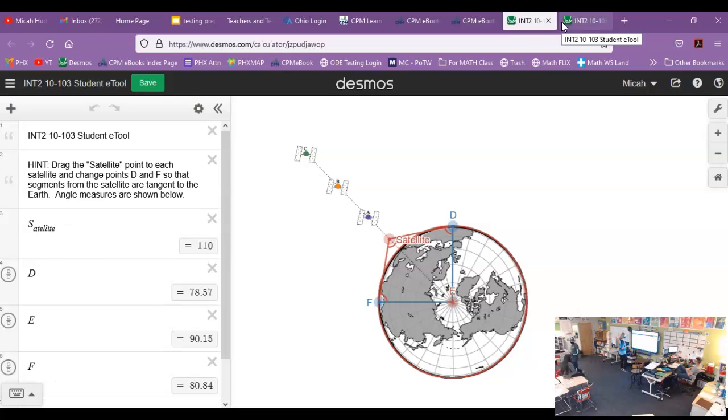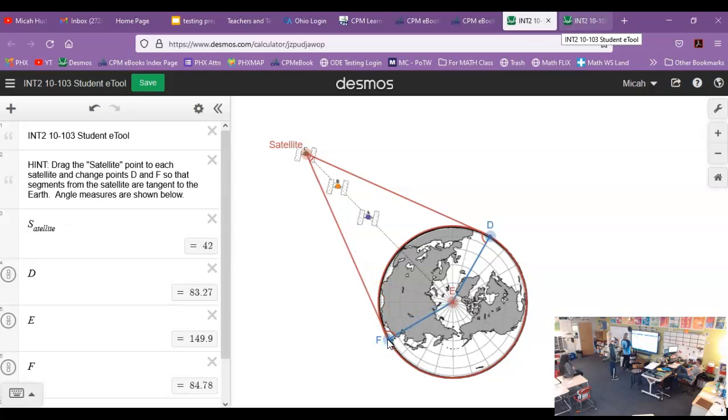Okay. So if we had satellites like A, B, and C, which one's going to get the most coverage? C. Why? Because its point is going to be further out here, right? Because it's a tangent line. The further out this is, the further out this has to be like a tangent line, you know? Because you're trying to make D 90.